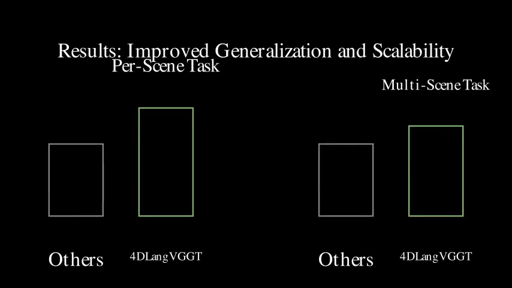The results show that 4DLangVGGT achieves state-of-the-art performance on 4D language grounding tasks. Critically, it performs well even when trained on multiple scenes, demonstrating its ability to generalize to new environments without scene-specific optimization. This represents a significant step towards building more robust and scalable AI systems that can understand the world around us in a dynamic and language-rich way. The gains, up to 2% under per scene training and 1% under multi-scene training, show that it's better than current approaches.